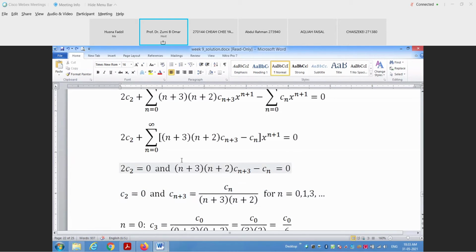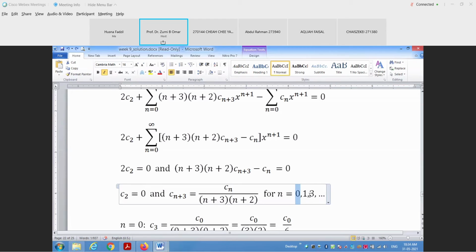And then you have to establish the relationship between Cn plus 3 and Cn. So Cn plus 3 equal to Cn over n plus 3 times n plus 2. Now from here, before this, n equal to 1. But from here, n equal to 0. We start with n equal to 0, then 1, and then not 2, because when it's 2, now C2 equal to 0. That's why 2 is excluded.